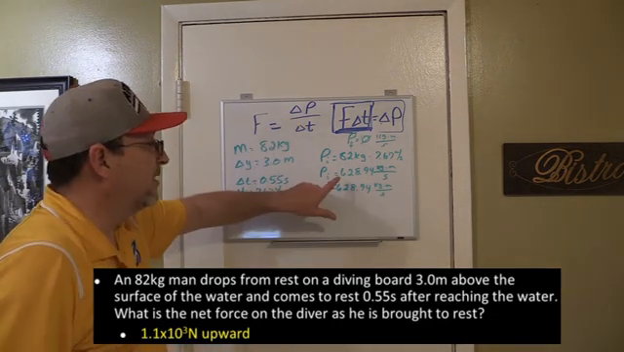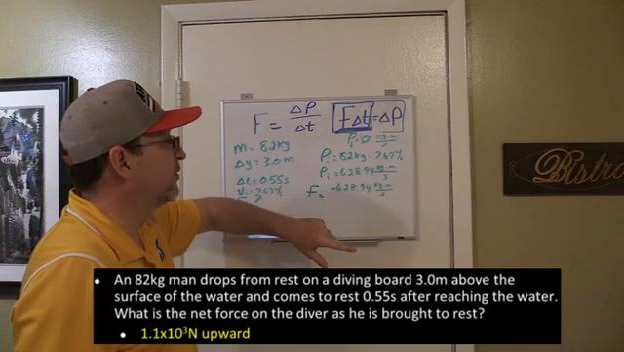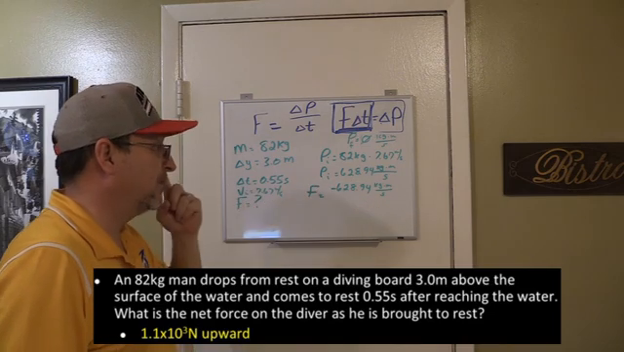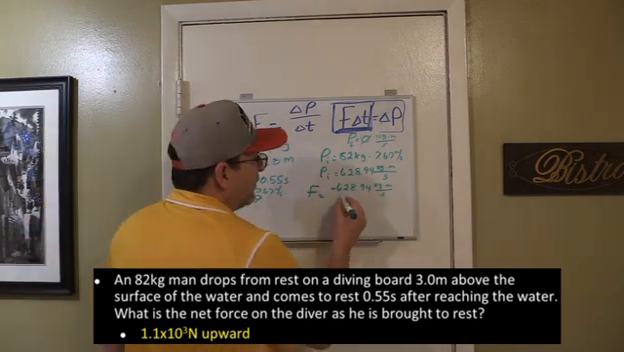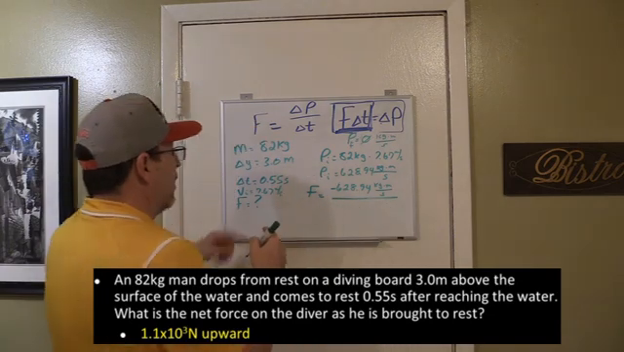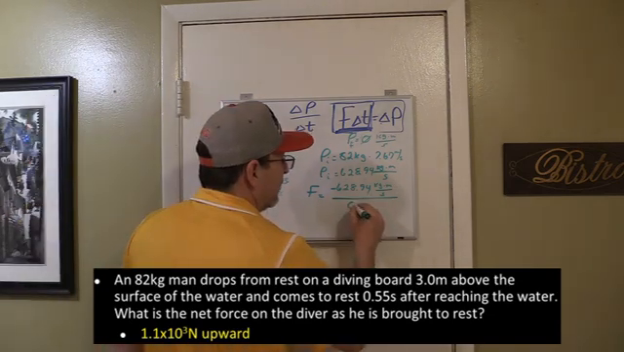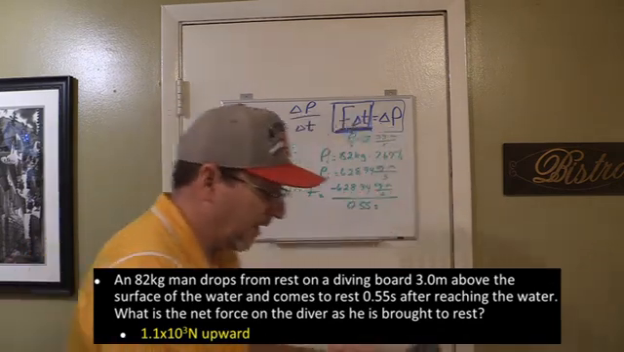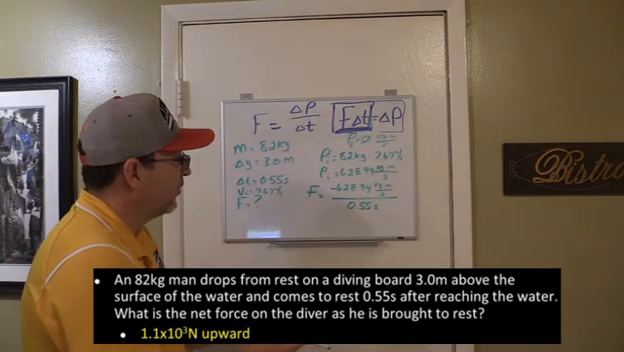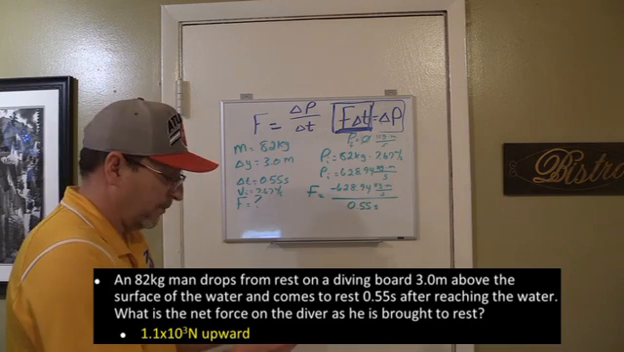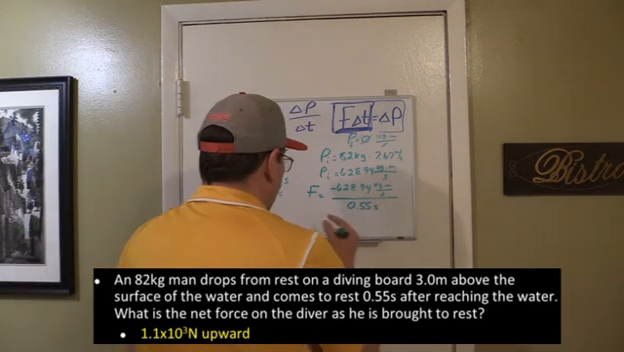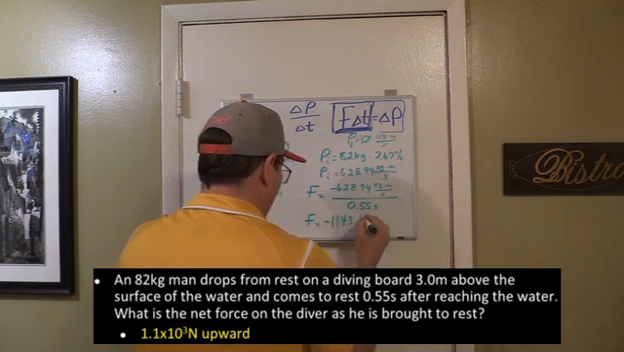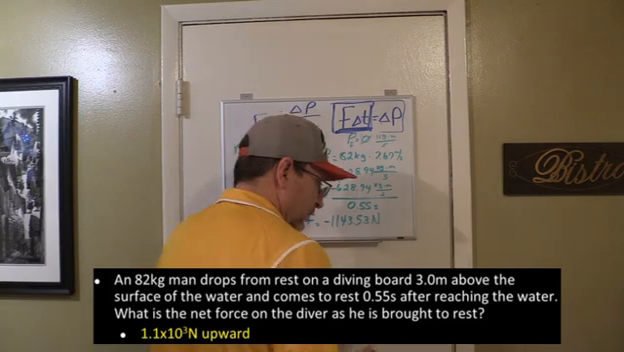Because remember that this is final minus initial. The final was 0, the initial is 628, so that's going to give me a negative 628, 0 minus 628, divided by the time, 0.055 seconds. Okay, let me go ahead and crunch that real quick. 628.94 divided by 0.55, and I end up with a force of negative 1143. Let's say 53 newtons.